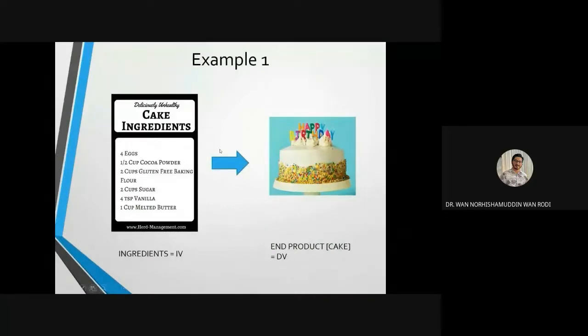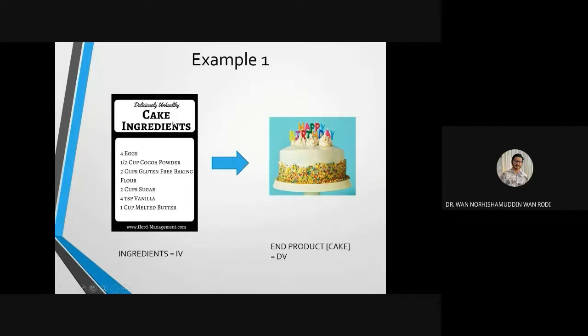Okay, now let us look into another example. This is a very basic example whereby I'm using the cake. Before we bake our cake, we need to prepare the ingredients. Okay, let us look into the ingredients itself. For eggs, half cup cocoa powder, 2 cups gluten free.